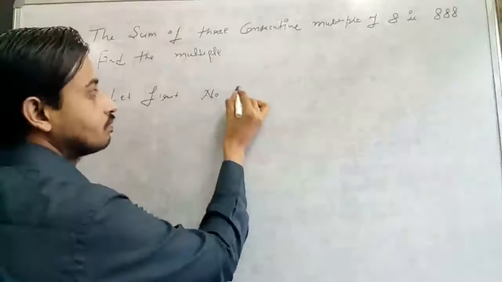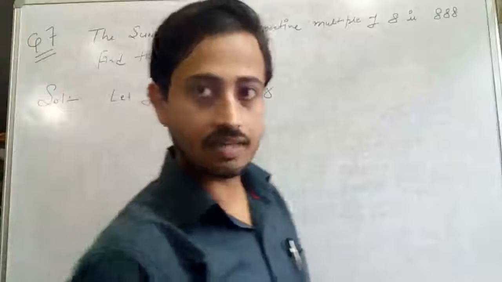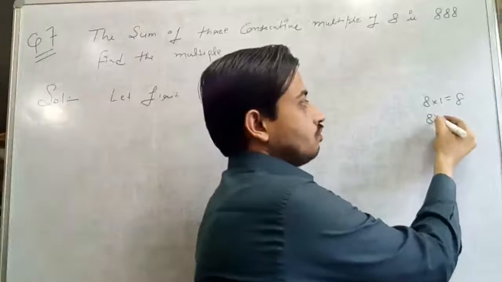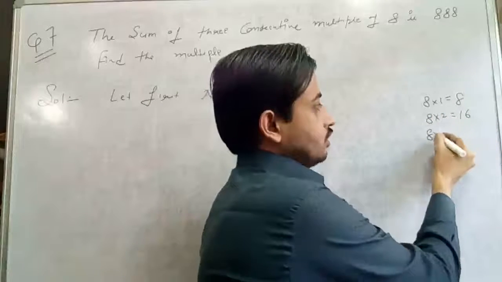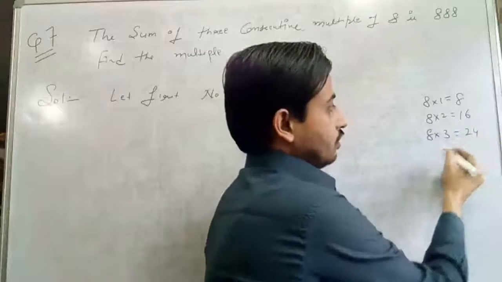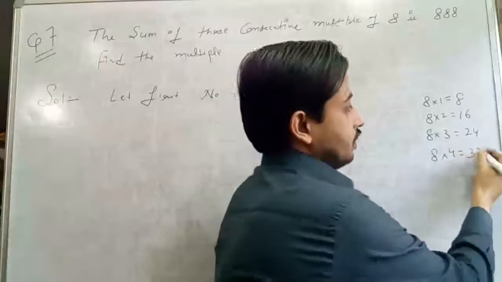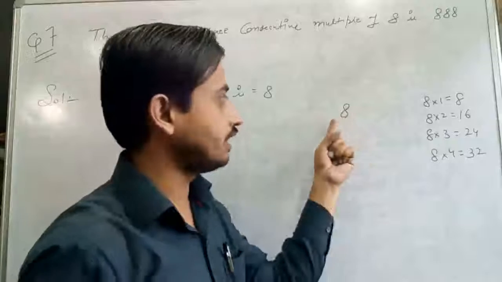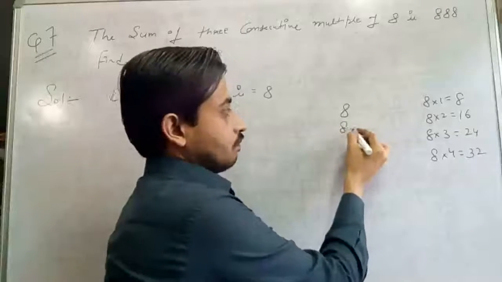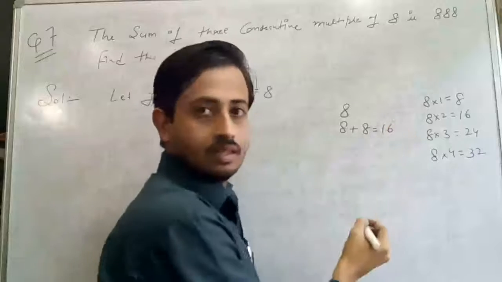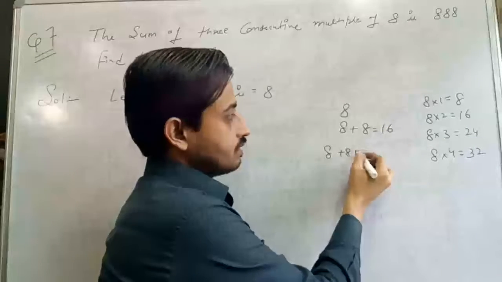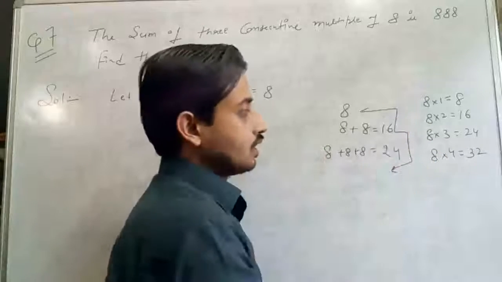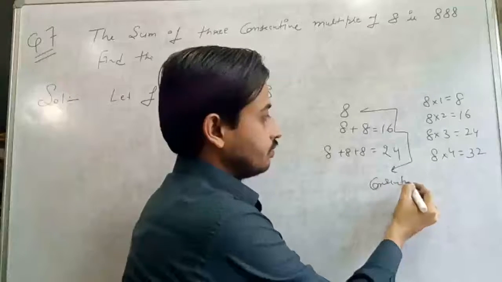the first number be x. Again I revise, multiples of 8 are: 8 into 1, which is equal to 8; 8 into 2, which is equal to 16; 8 into 3, which is 24; 8 fours are 32. So if I take the first number as 8, then the second one is 8 plus 8, which is equal to 16. The third number is 8 plus 8 plus 8, which is equal to 24. These are consecutive multiples of 8.